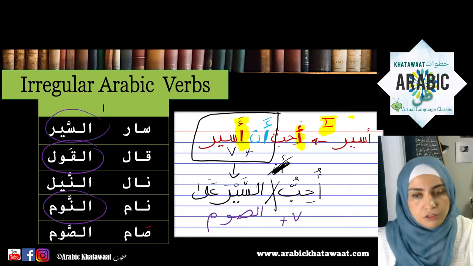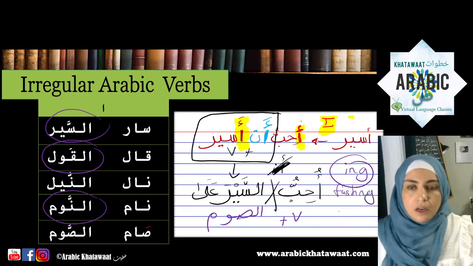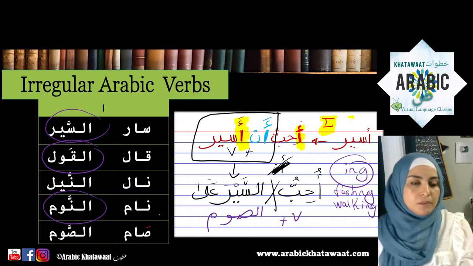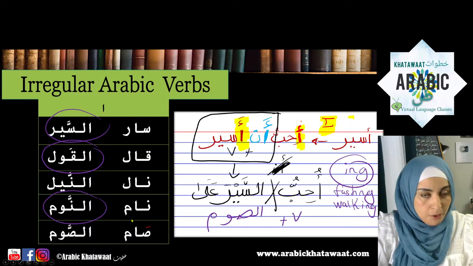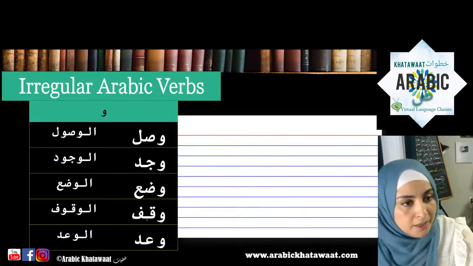Verb plus gerund. When I say gerund, I mean in English you're saying fasting, walking. So you're saying the ing. That's why I'm saying the gerund. So that being said, let's move on to the second part. And let me take your questions. لم أحب أن أمشي كثيرا.